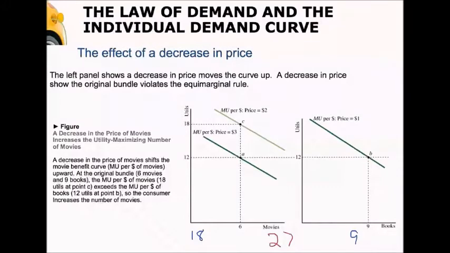Now what happens when the price of movies falls? The price of movies was $3. Suppose it falls to $2. If we continue buying 6 movies at a price of $2, our marginal utility per dollar for movies is now 18 compared to the 12 marginal utility per dollar for books. The equal marginal rule is now violated, and we're going to change our consumption pattern. And let's see how this happens.